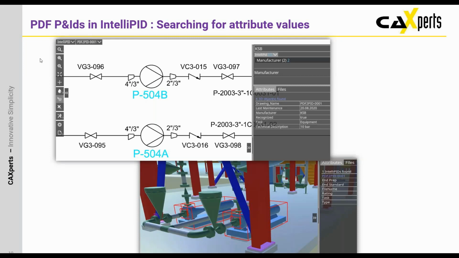And of course, you can also use the document search inside IntelliPID. So you can also search for texts which will not have some link to 3D or which have no attribute representation, and they will be found by this document search button. Of course, you can use the link to go to the 3D side and also the other way back, which I will show in a few minutes.